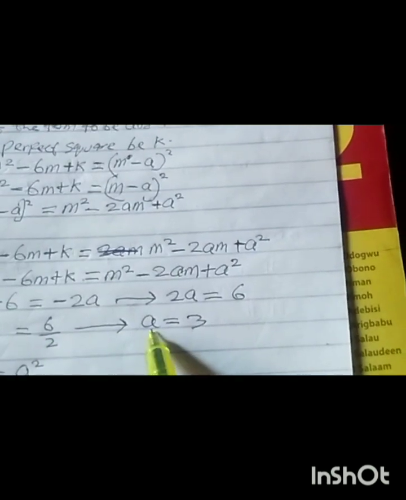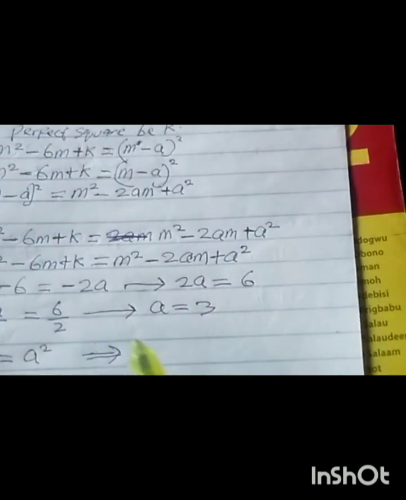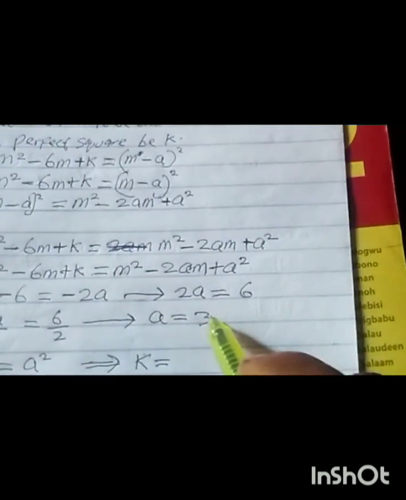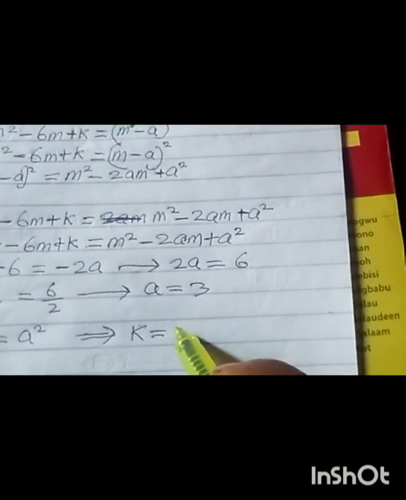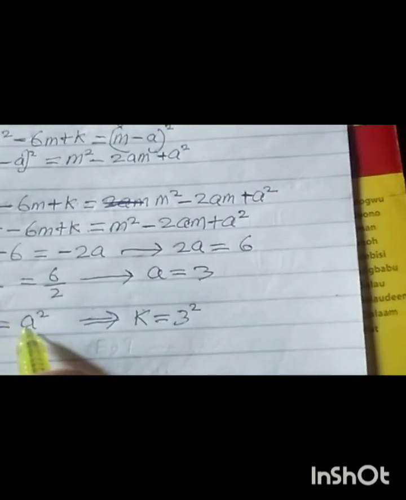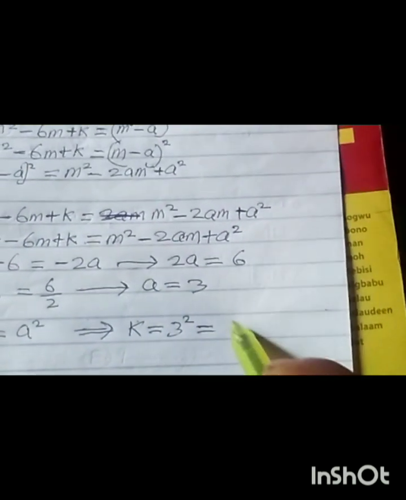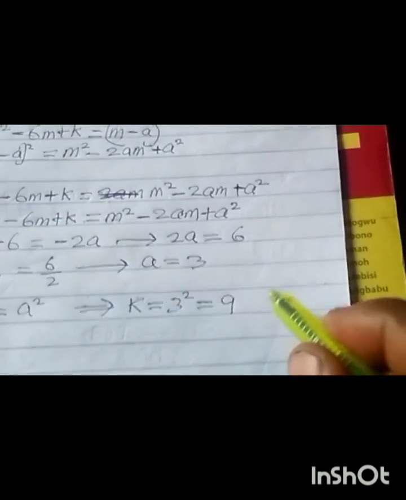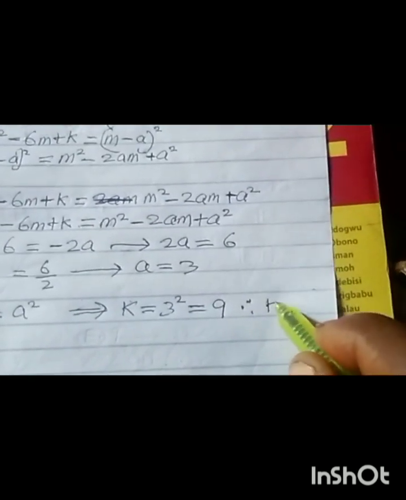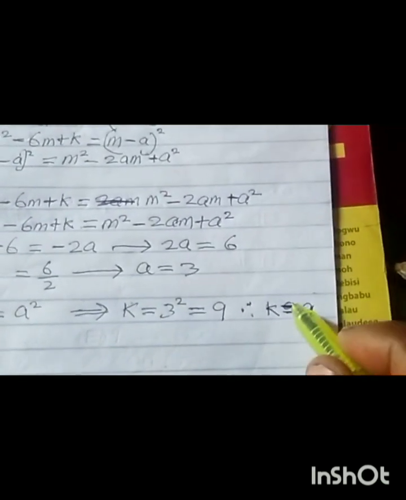Since we have known that a is equal to 3, it implies that k, which is equal to a squared, with a equal to 3, is now 3 squared, because they say k is equal to a squared. So that a there is 3. So a squared now is 3 squared, which is equal to 9, right? So therefore k is equal to 9.